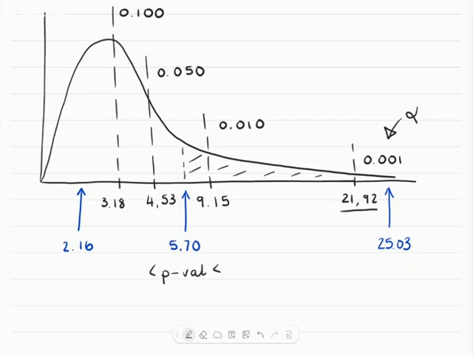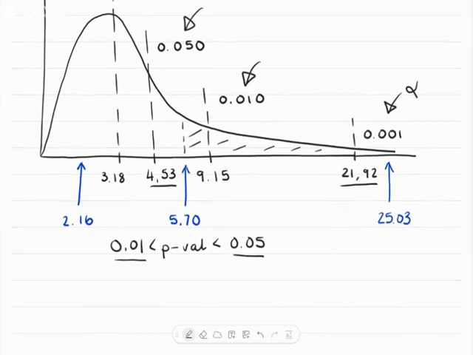So just notice, 4.53 has an alpha or right tail probability of 0.05, and then 9.15 has a right tail probability of 0.01. So although 4.53 is on the left side here, the corresponding alpha is bigger than the 9.15 alpha. So that's why when I wrote them, I had to swap them around so that this makes sense. Okay. And now let's look at the other cases.